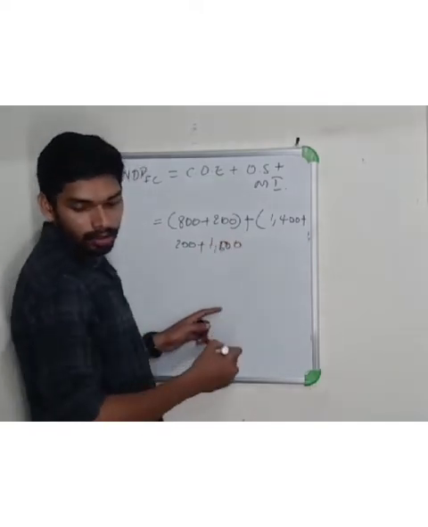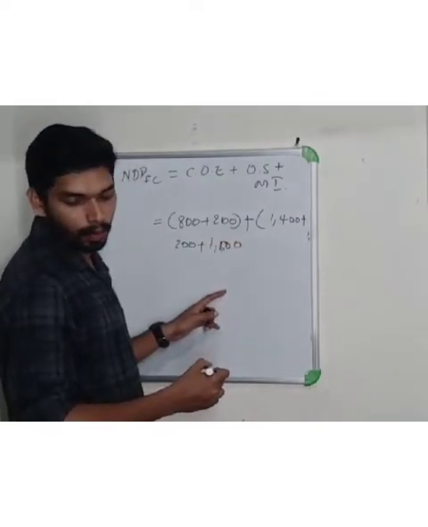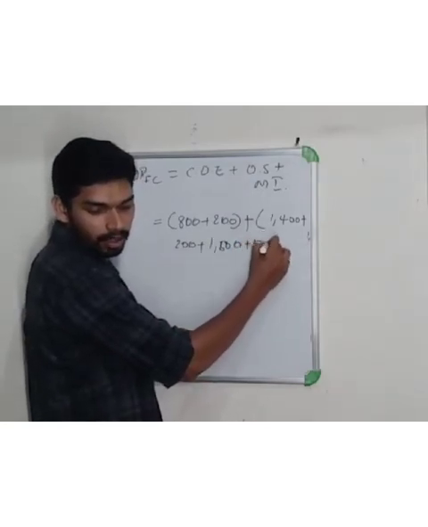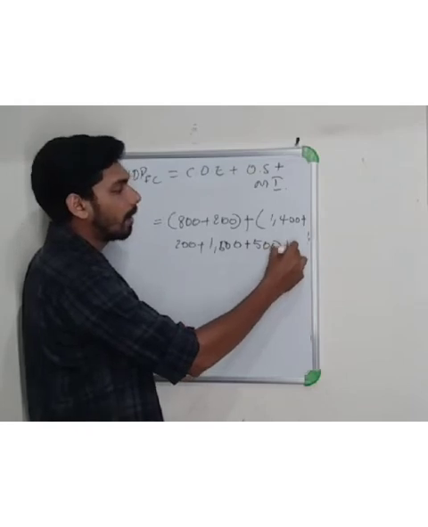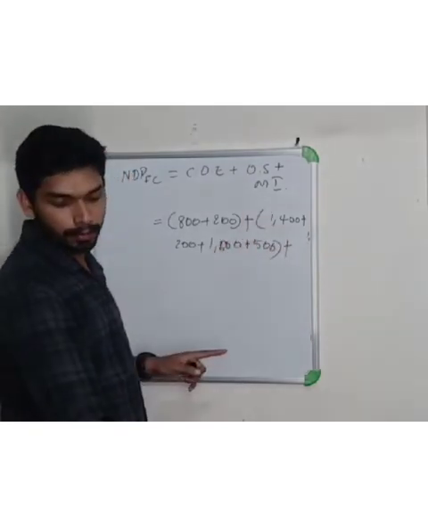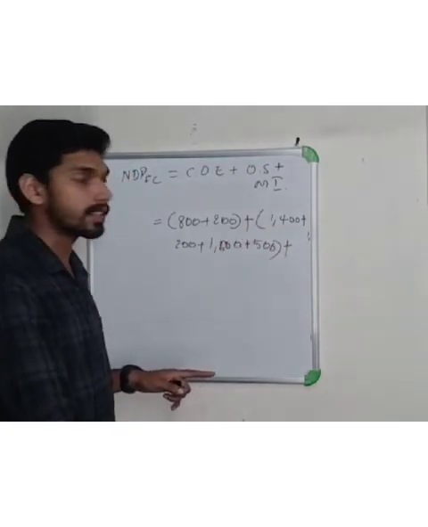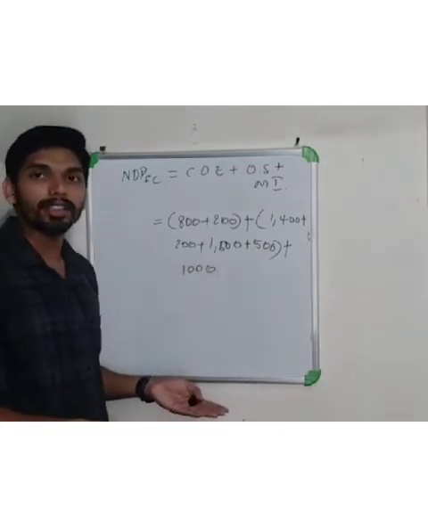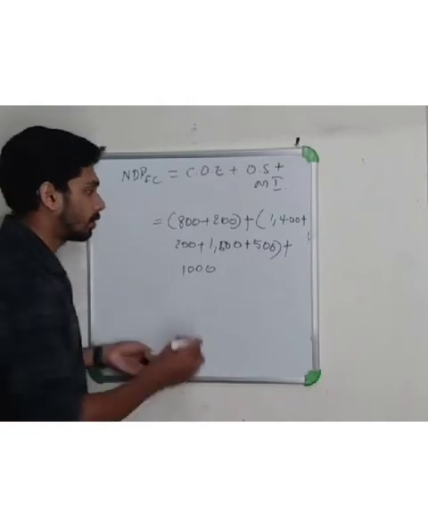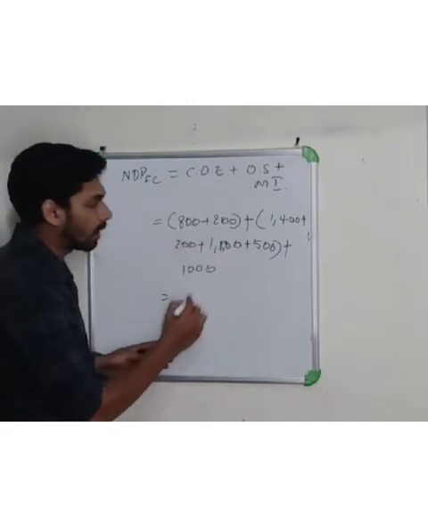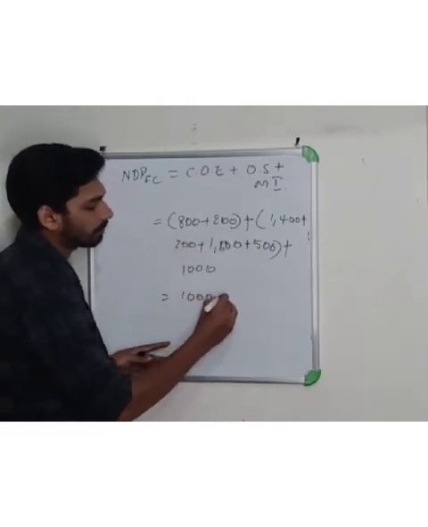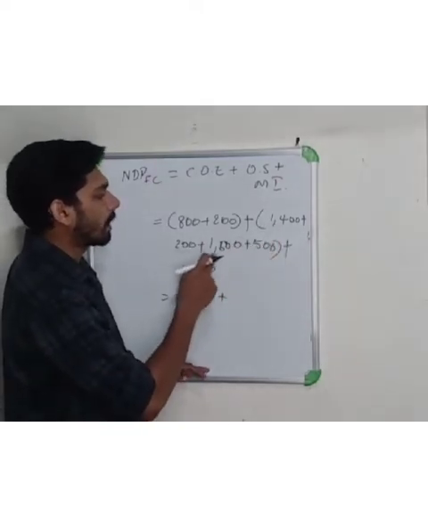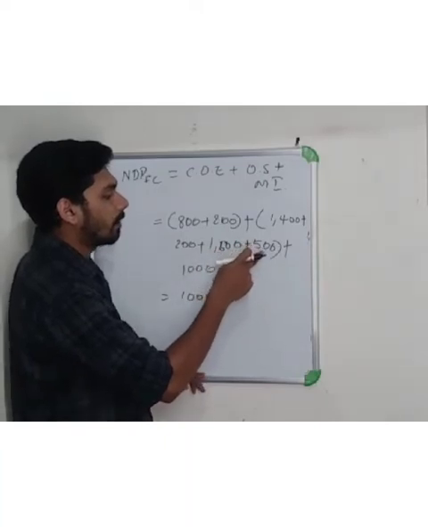Interest is 1500. Then profit is also given, profit is 500, plus mixed income, which is given as 1000. So now it is easy to calculate NDP at factor cost. 800 plus 200 is 1000, plus 1400, plus 200, plus 1500, plus 500.